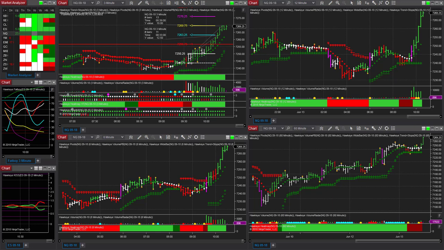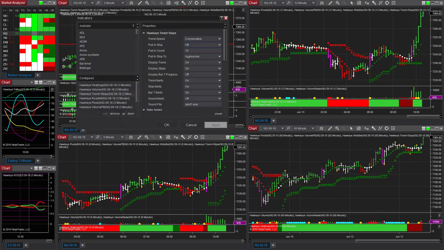David, is an alert possible? Note the market analyzer's all green when there's an alarm. Absolutely. Any of the tools have alerts built into them. So if you go to the trend, for example, you can turn your alerts on, whether you have a trend alert or a stop alert. Your bar seven, your alert sounds, you can customize your sounds. You can give it a specific sound file. So all the alerts are built into the indicators.